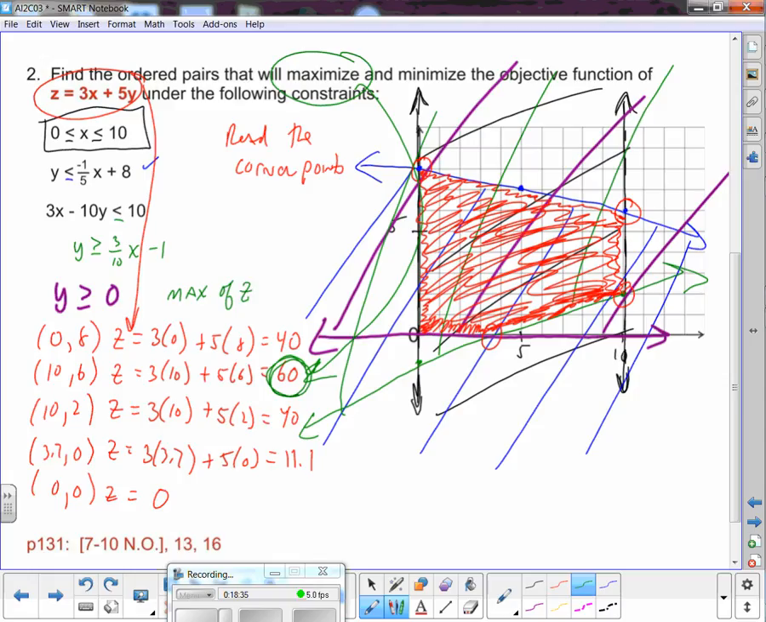And usually a max of z equals 60, and sometimes they want the coordinates of the points. Great. Max of z equals 60, and sometimes you'll use "at" and give the point coordinates (10, 6). If you're not sure, I'd give them. So if I give you a quiz and you're not sure what to do, I'd give the value of the objective function and the coordinates.